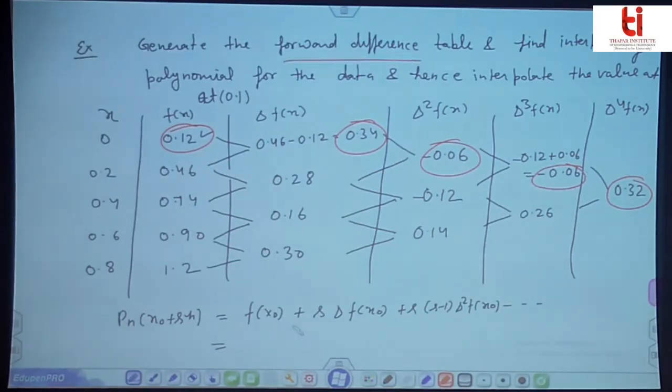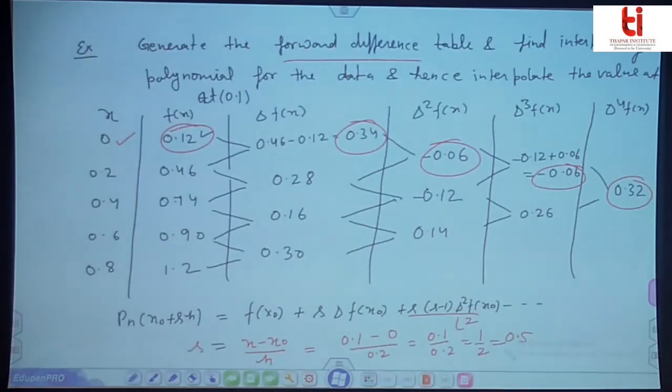So first we'll compute the value of s. s is x minus x naught upon h. What is x? x here is 0.1, where the value we have to compute. What is x naught? x naught is the first value of x, that is 0, and h is the spacing, that is 0.2. So what is the value coming out to be? 0.1 upon 0.2, that is 1 by 2, that is 0.5. So s is completed.